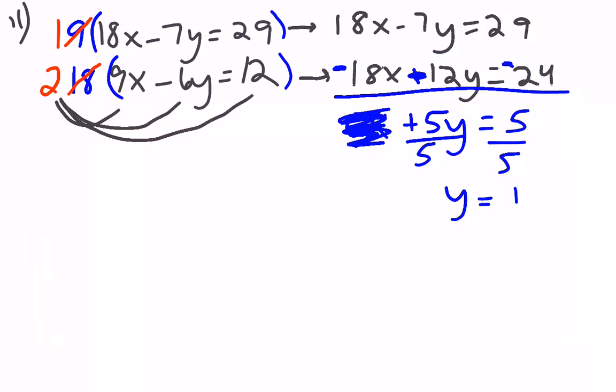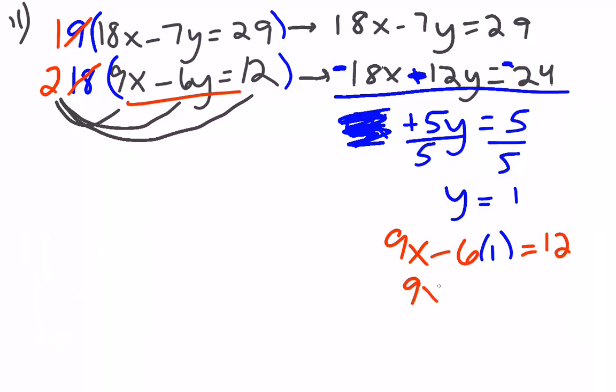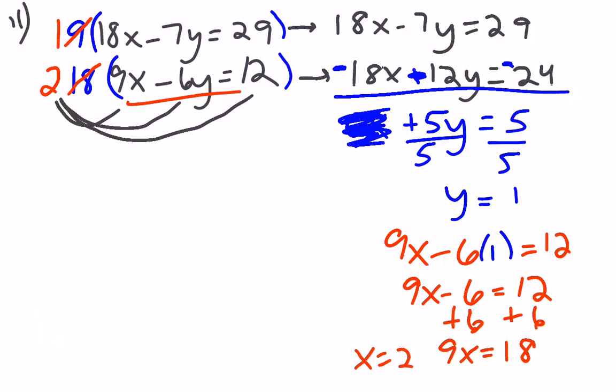Alright, I'm actually going to use the second equation this time to plug that into because it has nicer numbers. So 9x minus 6 times the y value we found was 1 equals 12. So 9x minus 6 equals 12. Two-step equation, add 6, not a 1, add 6. 9x equals 18. So x equals 2. So my point for this answer would be 2, 1.